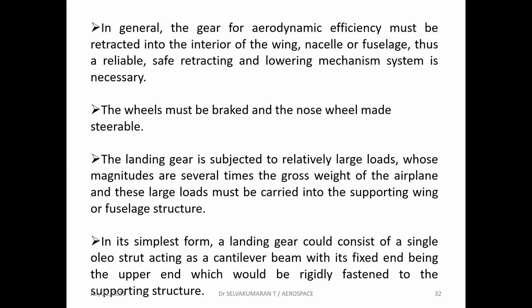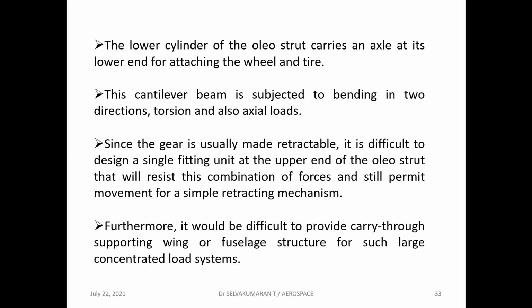In its simplest form, a landing gear could consist of a single oleo strut acting as a cantilever beam with its fixed end being the upper end, which would be rigidly fastened to the supporting structure. The lower cylinder of the oleo strut carries an axle at its lower end for attaching the wheel and the tire. This cantilever beam is subjected to bending in two directions, torsion, and also axial loads.